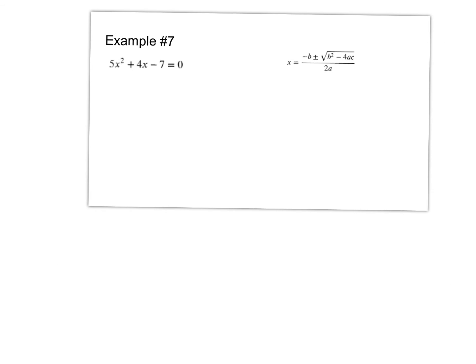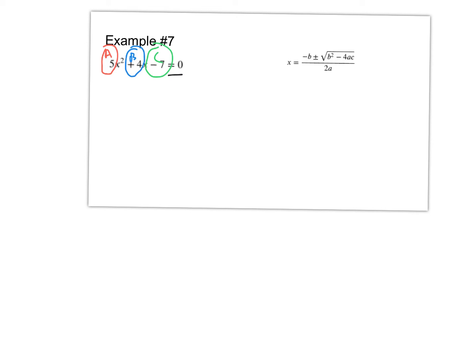All right, let's take a look at this monster. First things first: does one side of this thing equal 0? The answer is yes. So let's go get our A's, B's, and C's. Positive 5 is my A. Positive 4 is my B. Negative 7 is my C.